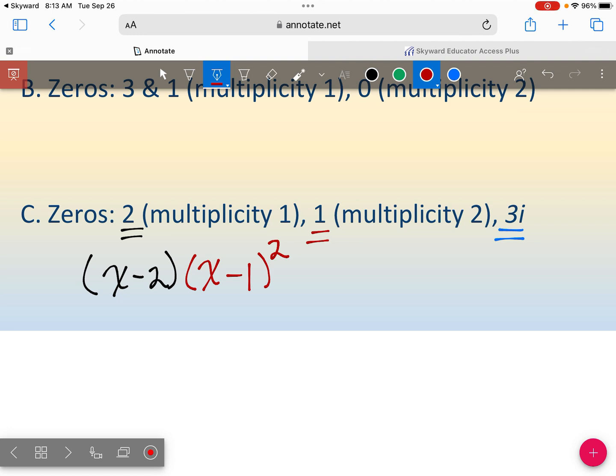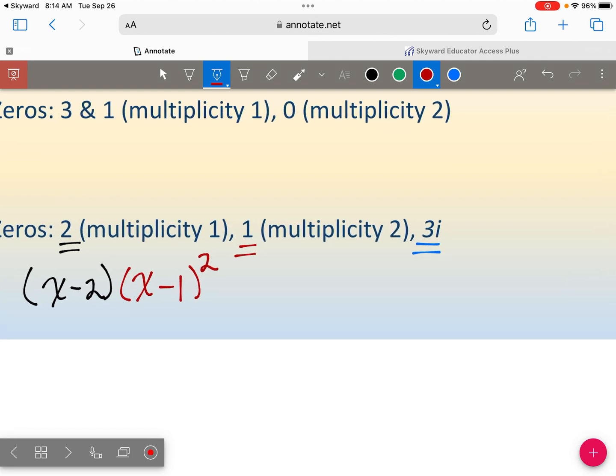Now it's the 3i. Does anyone know what factor is going to give me a solution of 3i? Is it x minus 3? No. I'm asking this question, I mean, if anybody knows it, I'll be really super impressed. Somebody said square root, you're actually kind of close-ish. All right, so let me just give you the factor, and then I'll explain why it is. It is actually x squared plus 9.